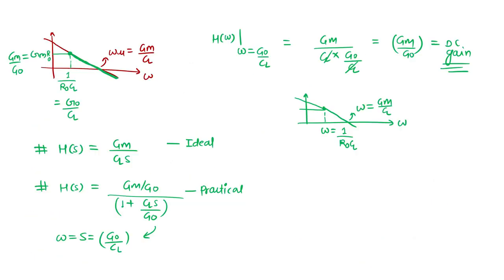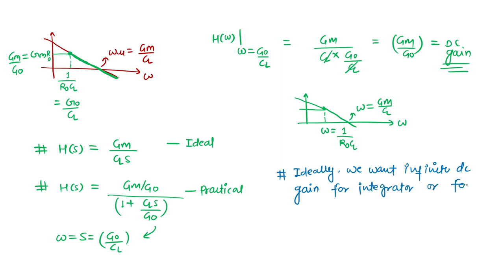So ideally, we want infinite DC gain for an integrator or for an op amp, because an op amp is nothing but an integration. Why do we want infinite DC gain? Because in a negative feedback system, we want no error.